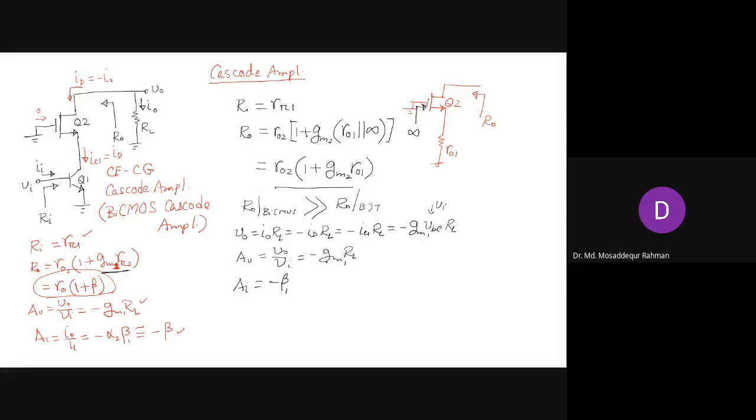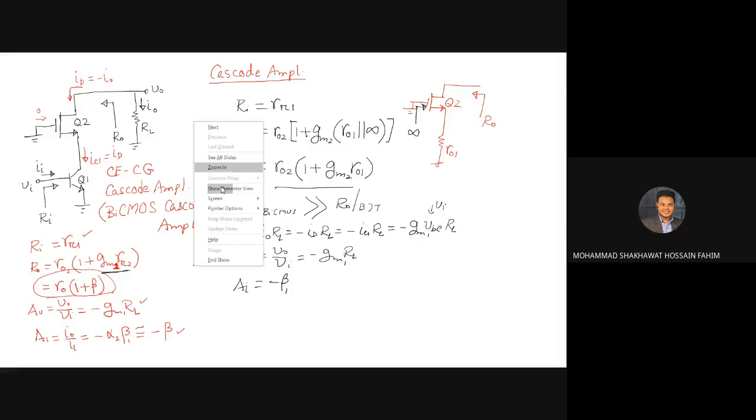So the other parameters, input resistance, voltage gain, and current gain, are almost the same, with just a difference in the output resistance. So we can further enhance the output resistance by replacing the BJT with the MOSFET. Is that clear, guys? Any question? No, sir.